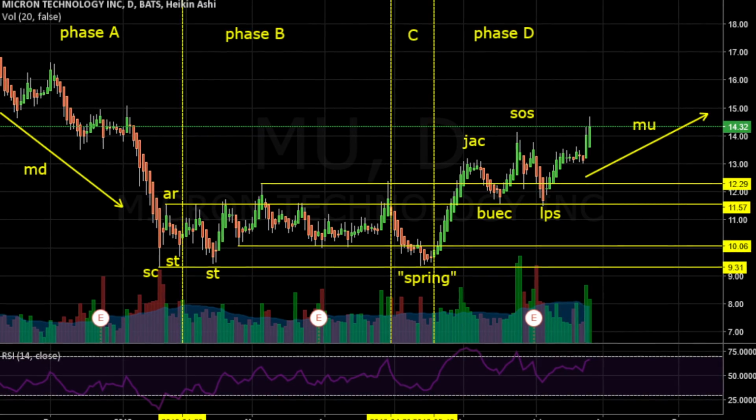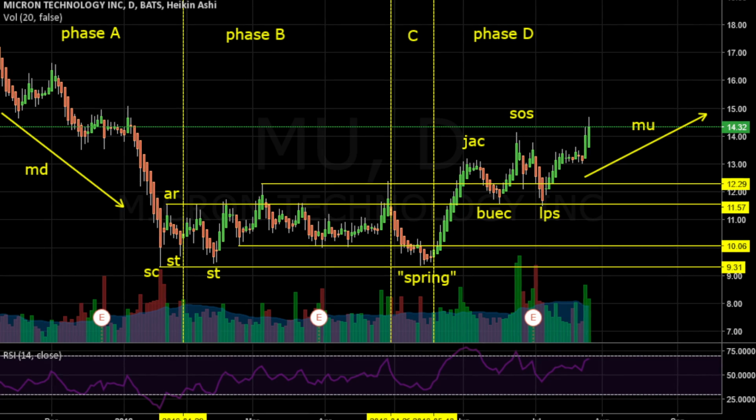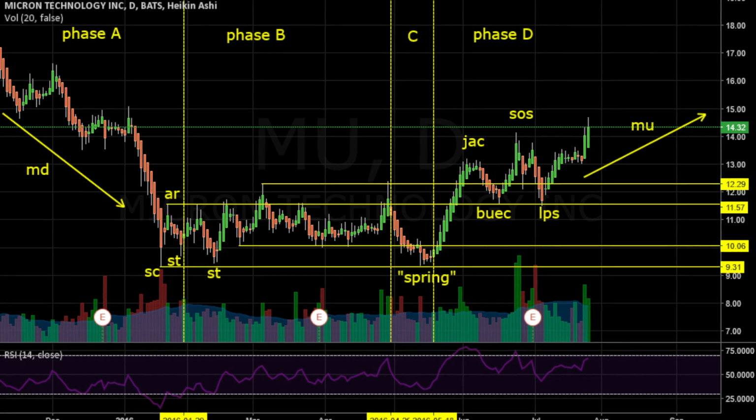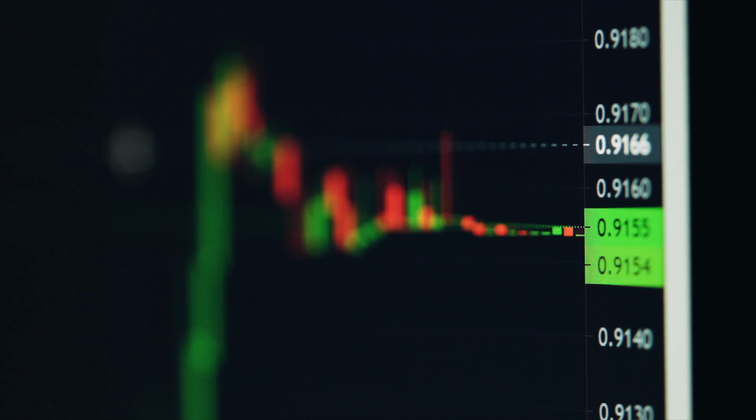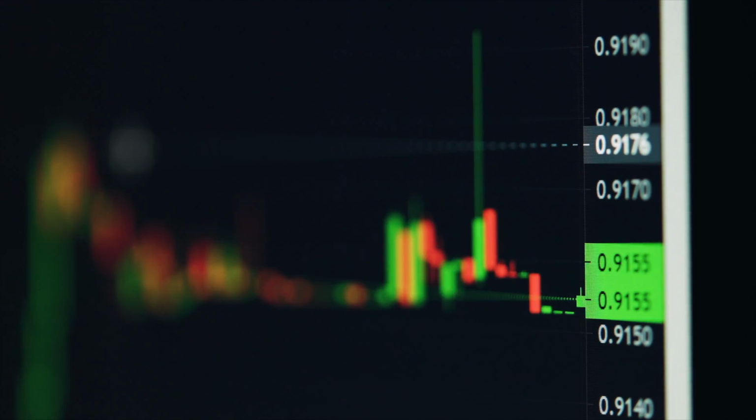Phase B. SOW, sign of weakness, as the market fails to form a new high, price tanks, but it eventually finds support close to AR. The volume is still decreasing. Phase C. This is the opposite of the spring period of the accumulation phase. The composite operator tests the remaining demand.